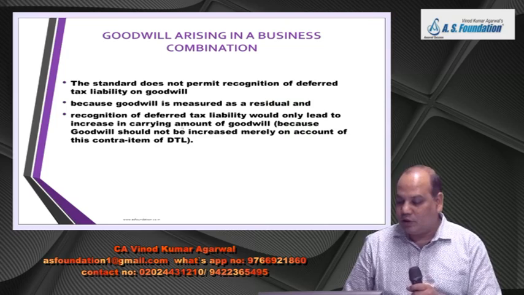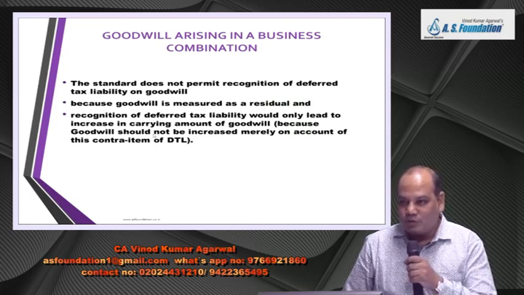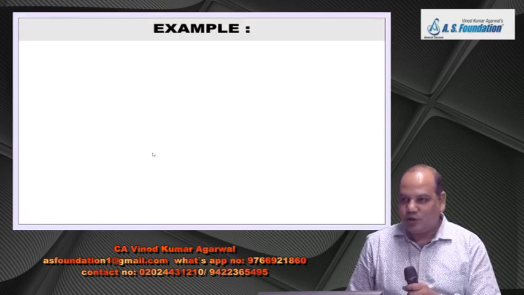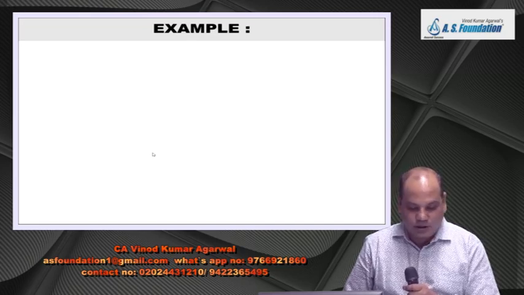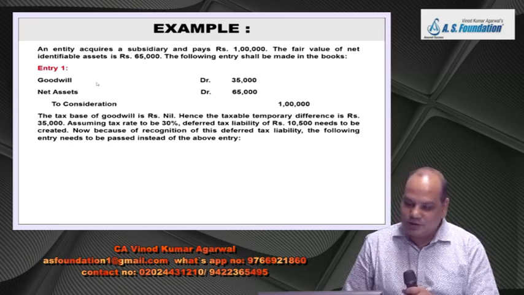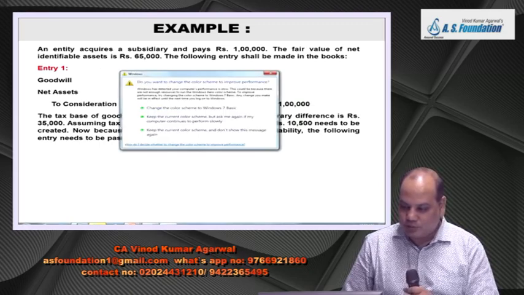So DTL will give rise to more goodwill. More goodwill will give rise to more DTL. And then you will move into an endless loop. What is an endless loop? That means it will not come to an end. Continuously you will increase DTL, it will increase goodwill, you will increase DTL, it will increase goodwill. See, one example has been demonstrated to prove my point.